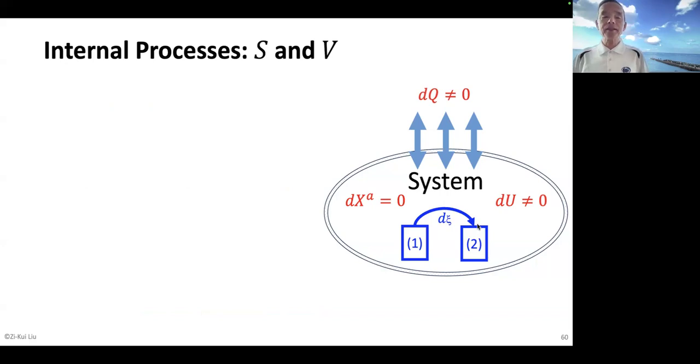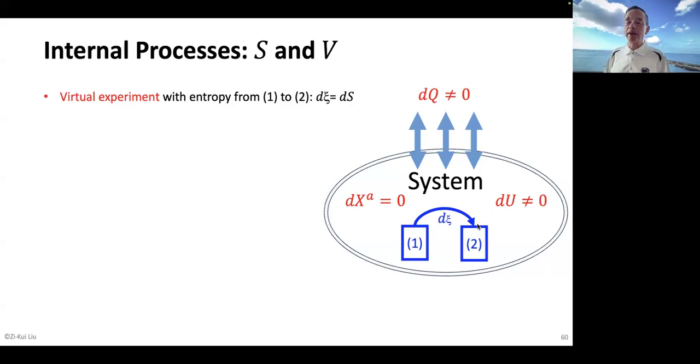So let's do some specific internal processes, S and V, which move dS from region 1 to region 2, or dV from region 1 to region 2. Okay, look at a virtual experiment. Again, I like it very much because Hillert often used a virtual experiment to teach us to understand these abstract concepts in thermodynamics. So consider a virtual experiment with entropy change. We'll move some entropy from region 1 to region 2. So d psi equals dS, inside the system.